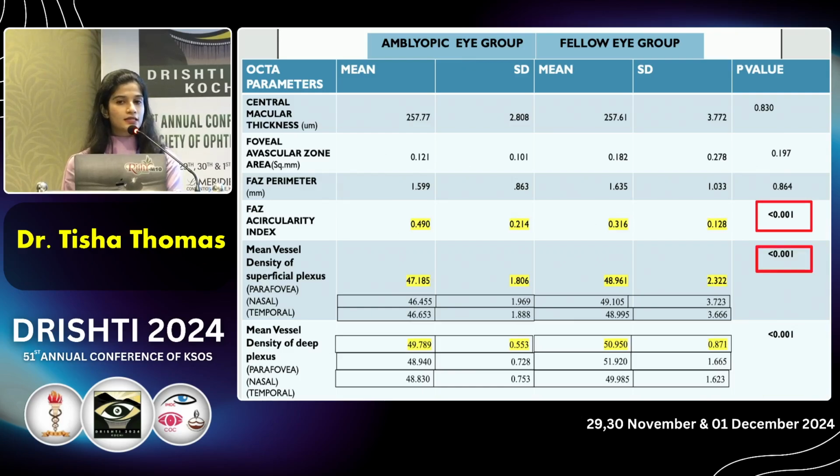Coming to the density, mean vessel density of the superficial plexus. So mainly in the parafoveal zone, we found that there is a decrease in vessel density in the nasal and temporal quadrant of the parafoveal zone in the amblyopic eye group. And a similar picture was also seen in deep plexus density values. So there was a decrease in vessel densities in the amblyopic eye group when compared to the fellow eye group.